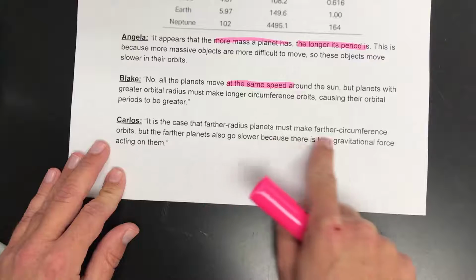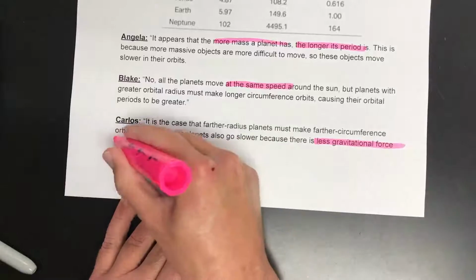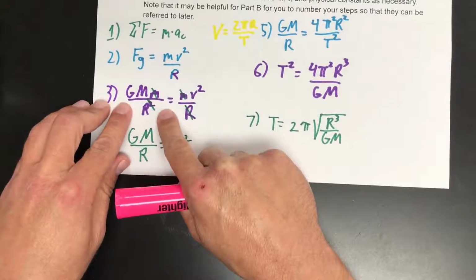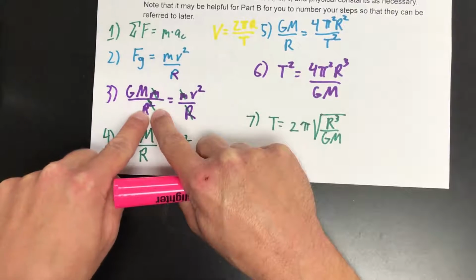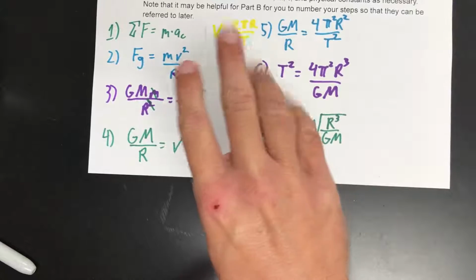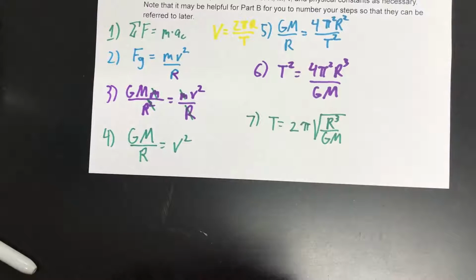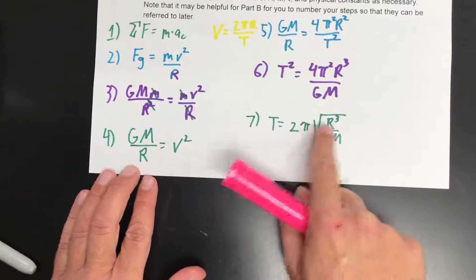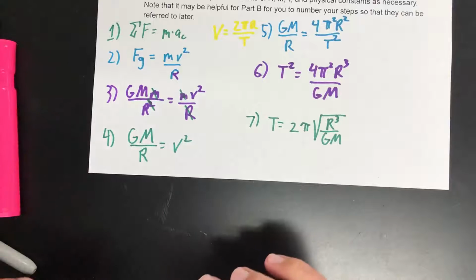So finally, let's look at Carlos. Carlos says, it is the case that farther radius planets make farther circumference orbits, but the farther planets also go slower because there is less gravitational force acting on them. So that is true, because over here we see that the gravitational force, which causes the centripetal force, has to do with the distance from the sun squared. So if you double your distance from the sun, then you have 4 times less force acting on you. So Carlos is actually right there. And in the end, it just works out that the period is solely dependent upon the radius, in other words, the distance you are from the sun.